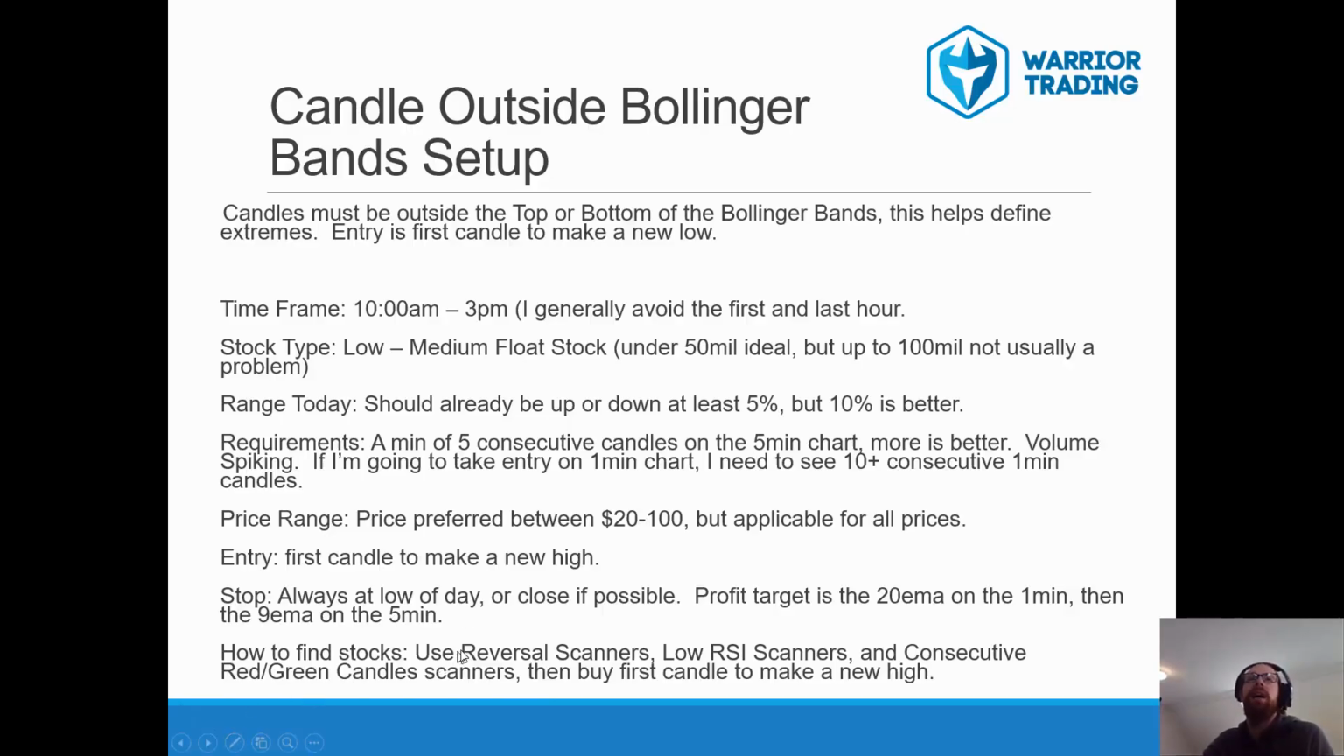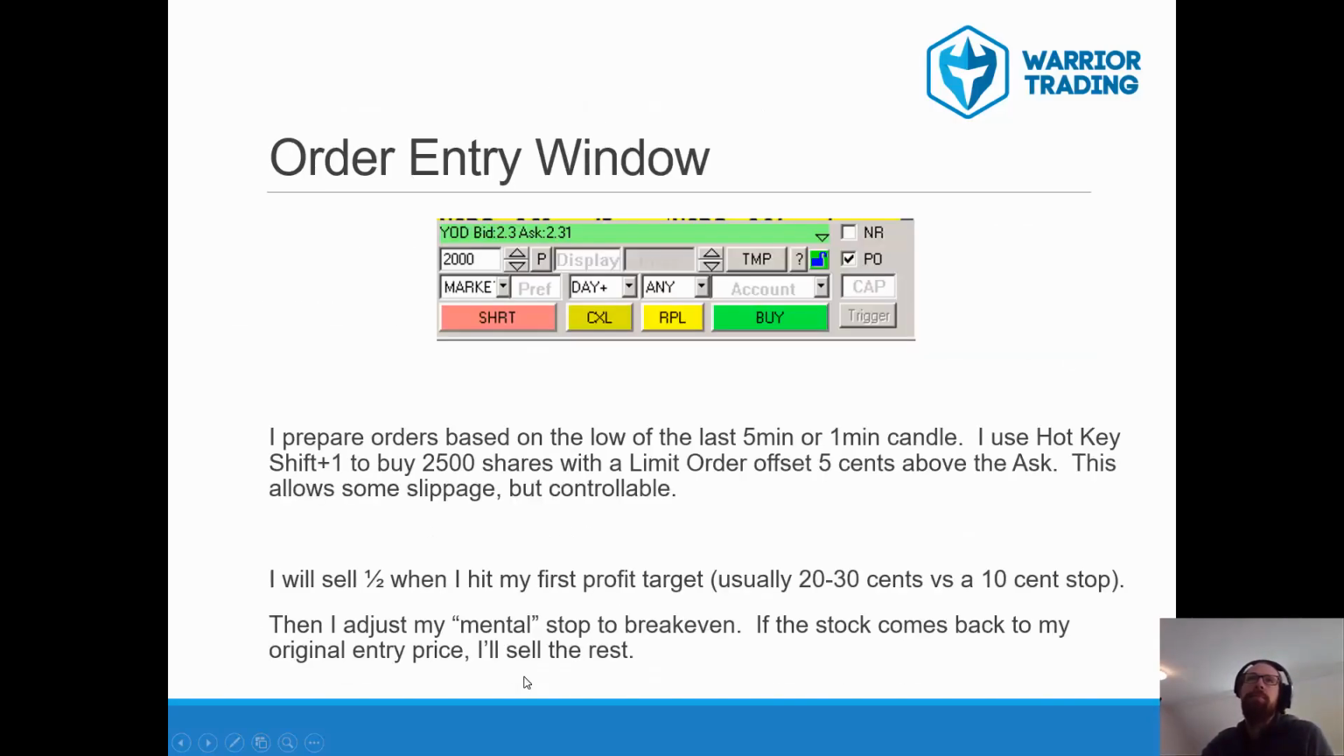How do we find these stocks? On our reversal scanners. The low RSI scanners, the consecutive red to green scanners, the red or green candle counting scanner, or even a high day scanner.